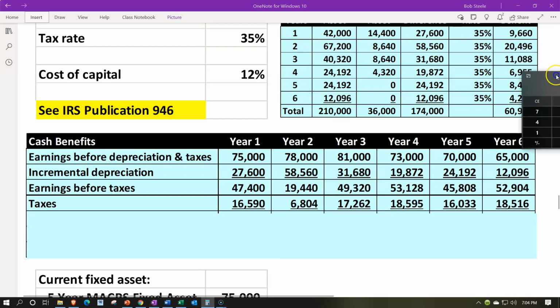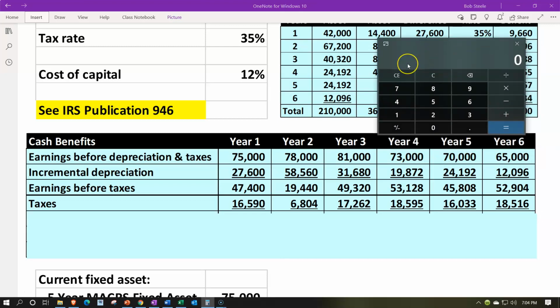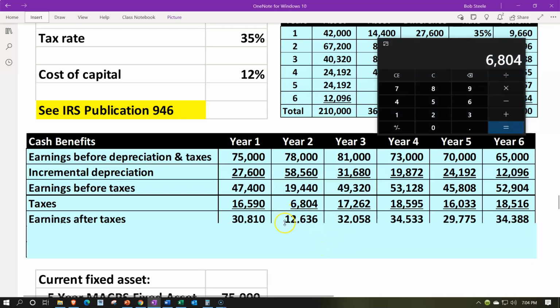So we can take our trusty calculator and say, all right, now we got the 47,400 net times the 0.35. That would give us the 16,590. We could take the 19,440 times the 0.35. That gives us our 6,804, and so on and so forth. Then we have our earnings after taxes.